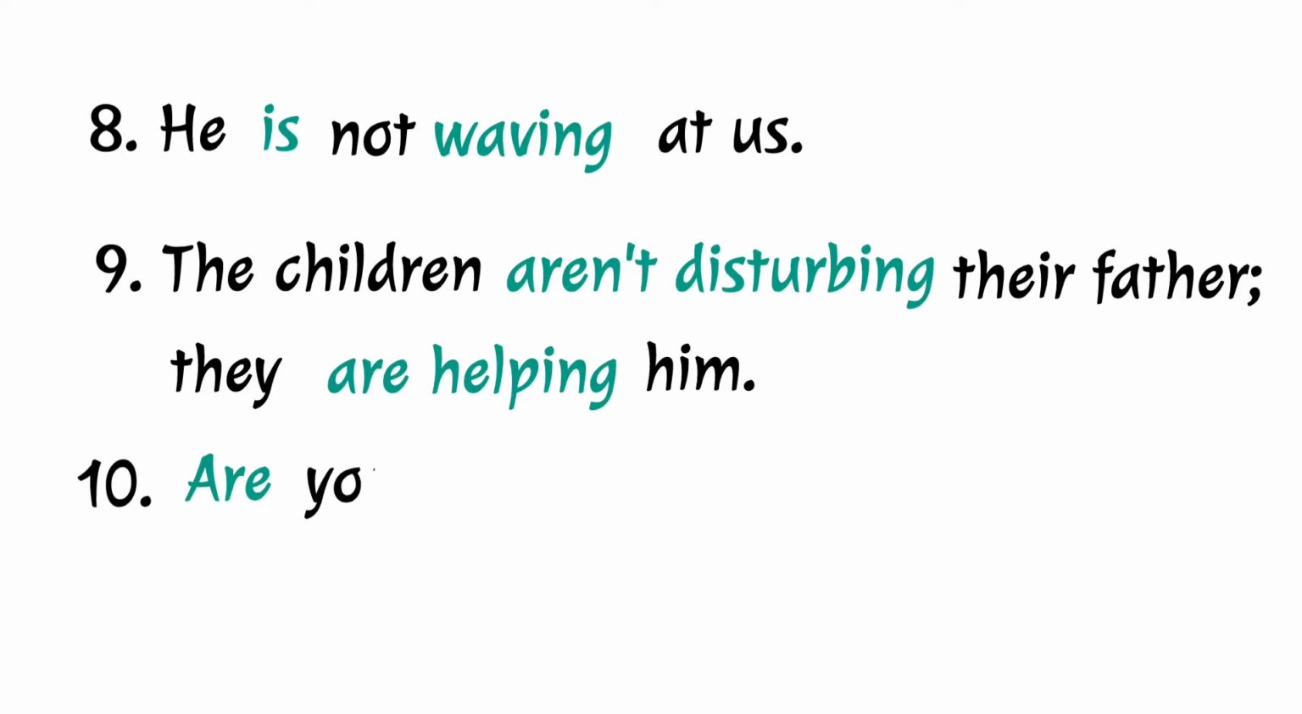Well, now let's see the examples of interrogative form of present continuous tense. Are you cheating? So am is always in the beginning. Like, is she dancing? Are you waiting for me? Is she listening to me? And so on. Okay. Well, ready?